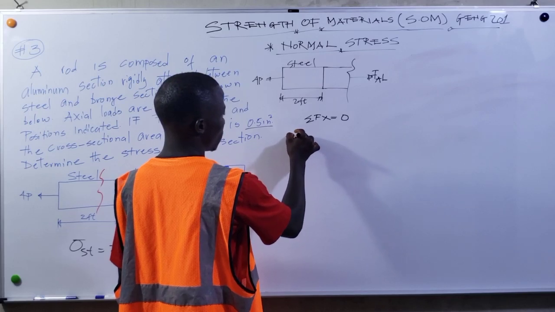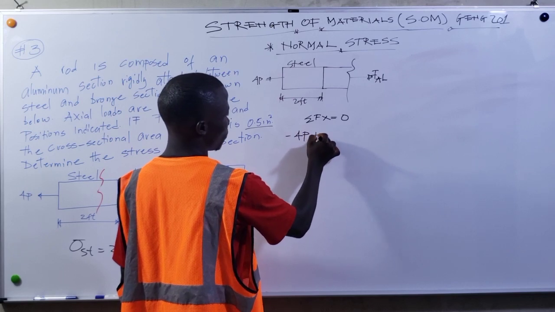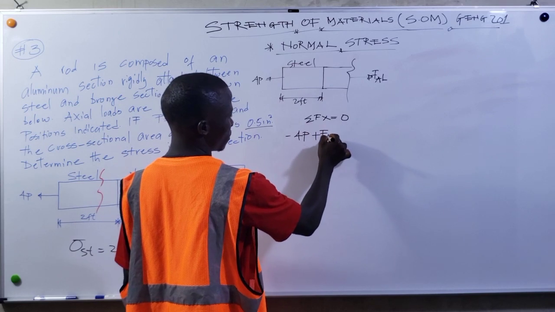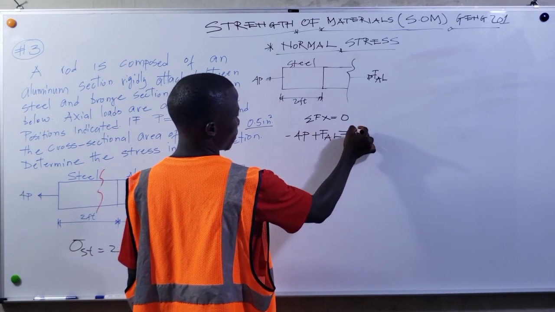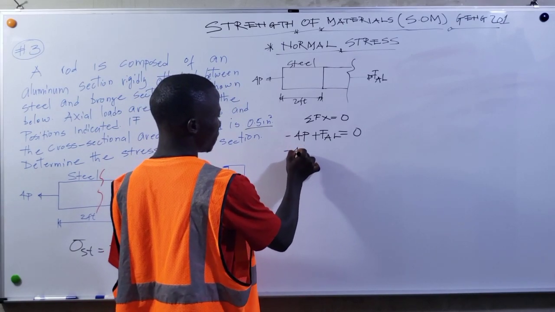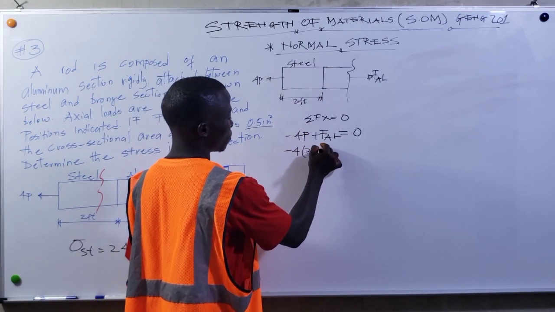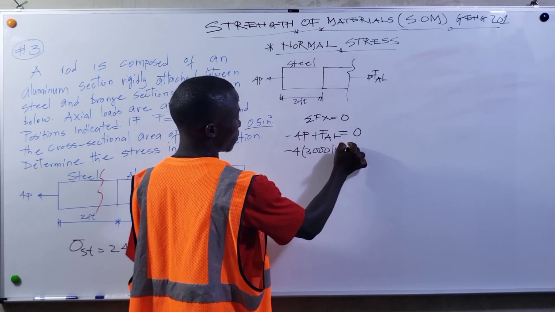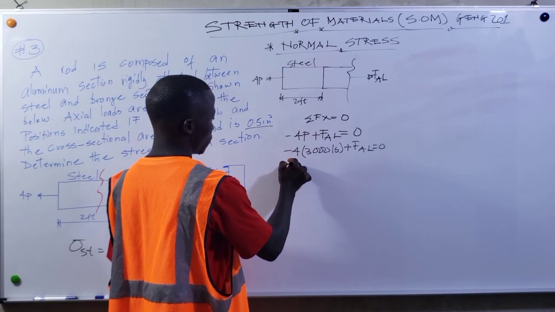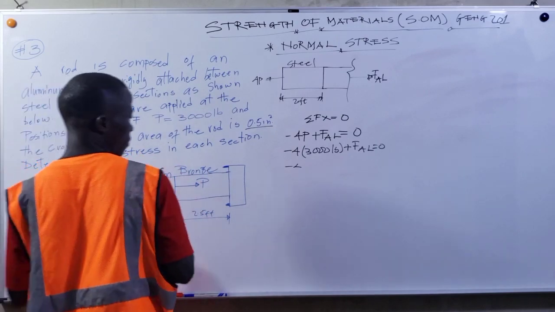The summation of F of x is equal to 0, because these are all axial loads. So we start with minus force P plus the force in the aluminum section is equal to 0. So we get minus 4, and we know that P is equal to 3,000 pounds, plus the force in the aluminum section is equal to 0. So we get minus 4 times it.